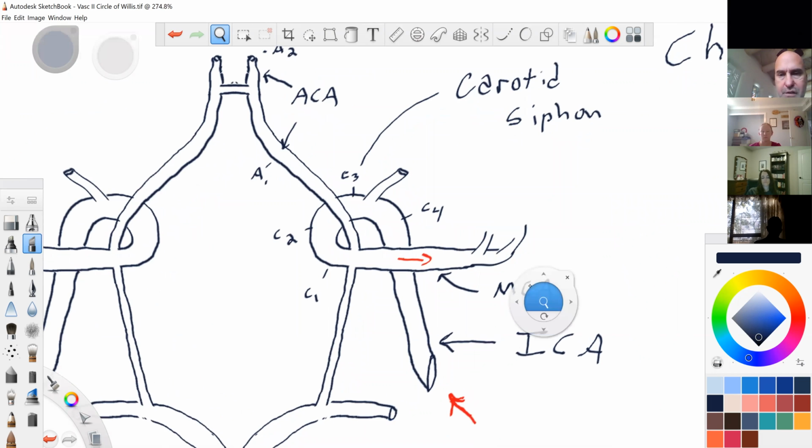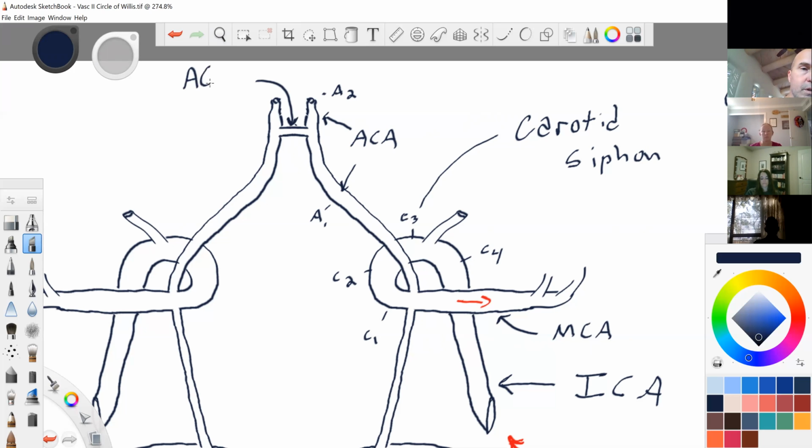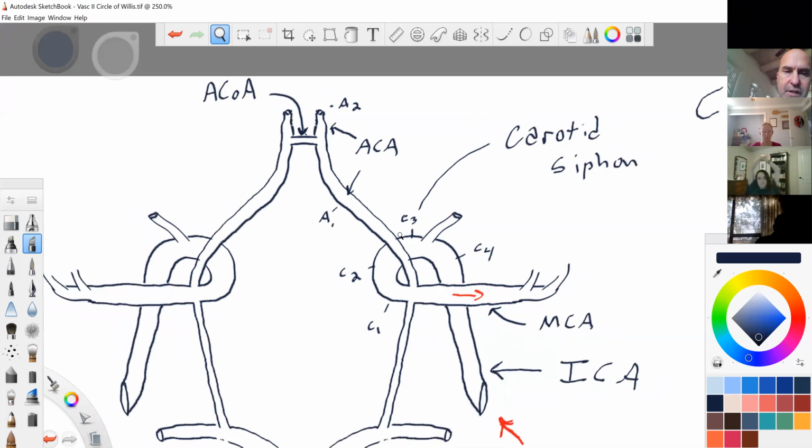Now, one of the smallest arteries in the body is this guy. That's the anterior communicating, so C-O, artery. Anterior communicating artery. Well, and that's it for the top part. Now, the circle of Willis is not always complete.